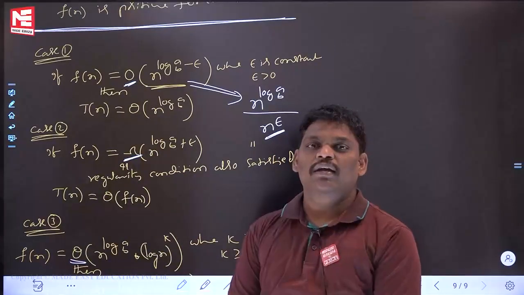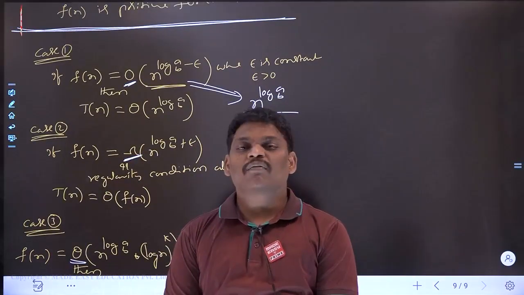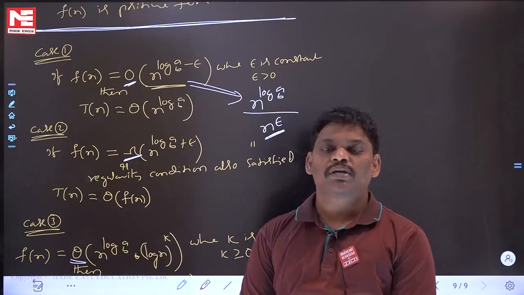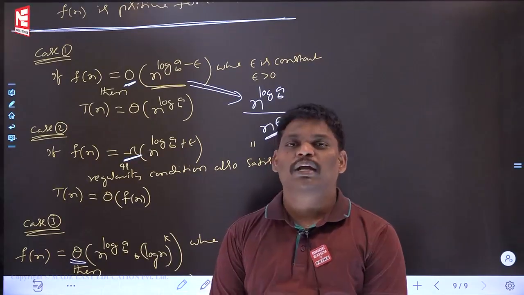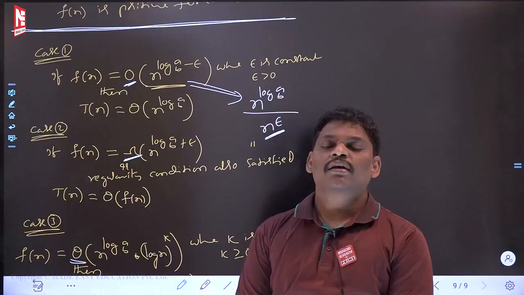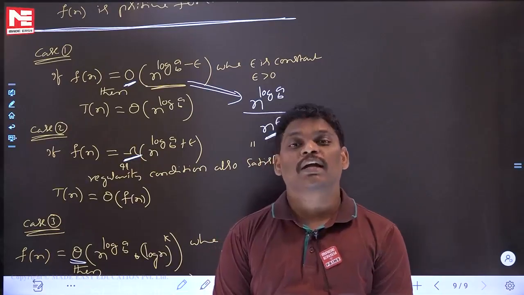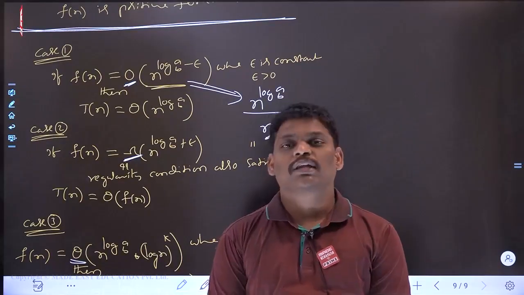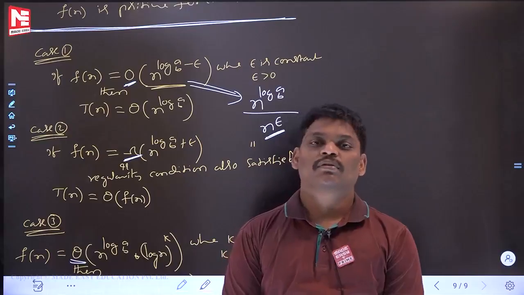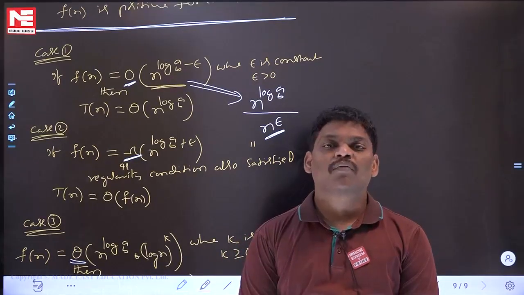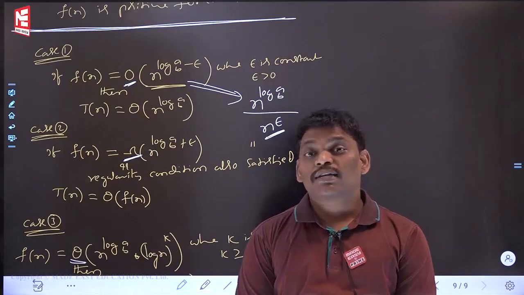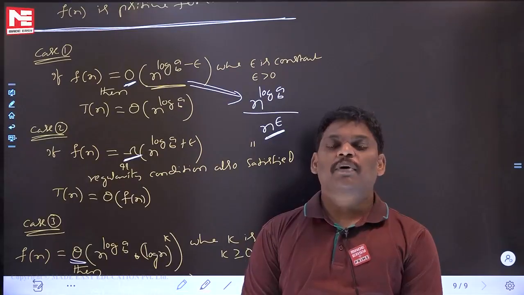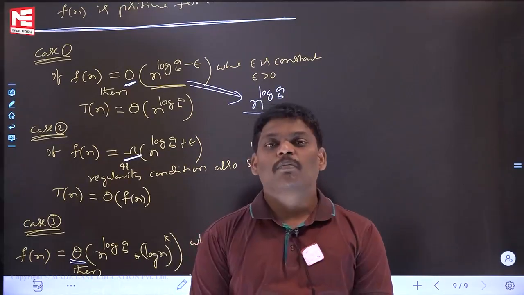Same way here. N power log a base b is bigger. If you divide n power log a base b by n power epsilon, where epsilon is a constant greater than 0, means if you divide n power log a base b by a polynomial, then it is equal to f of n. It indicates that n power log a base b is bigger by polynomial times. Please be careful. Case 1 is saying that n power log a base b is bigger, and not only that, but bigger by how many times? Polynomial times. Why? By dividing n power log a base b by a polynomial, both are equal. So case 1 is saying that n power log a base b is bigger by polynomial times.